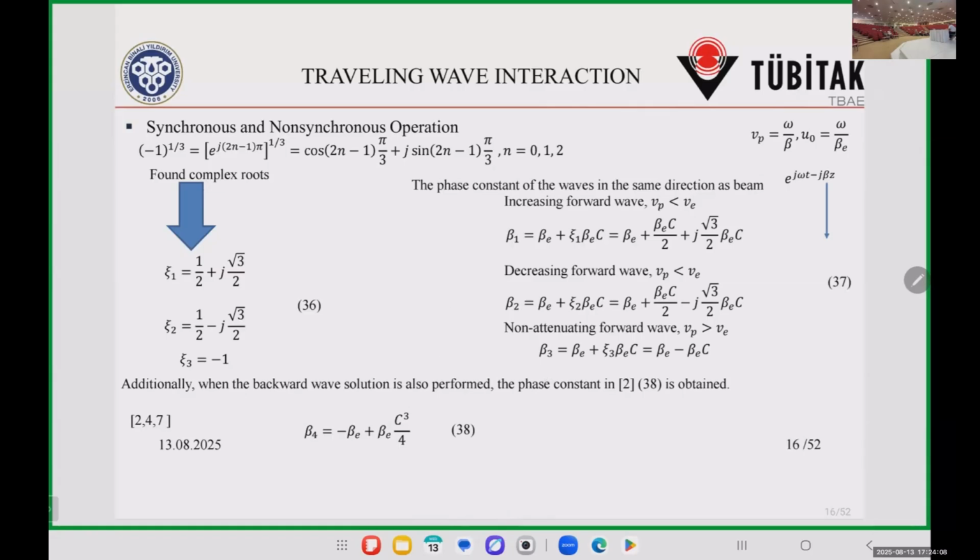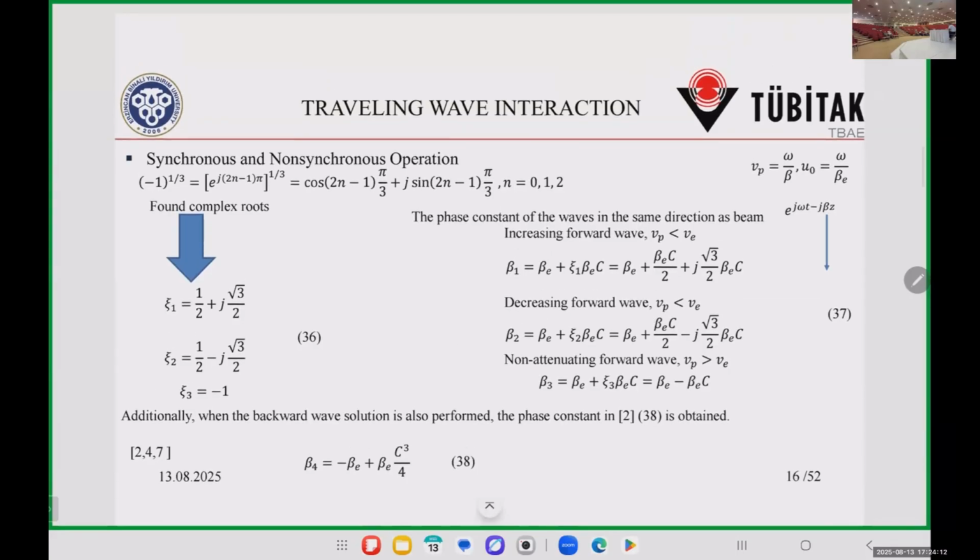But how can we classify these results? We can write beta 1 as beta E plus delta 1 beta E C, beta 2 as beta E plus delta 2 beta E C, and beta 3 as beta E plus delta 3 beta E C. To interpret these results, we need the phase velocity of the slow wave circuit, as you can see on the right side of this slide, and we need to analyze the average velocity of the electrons.